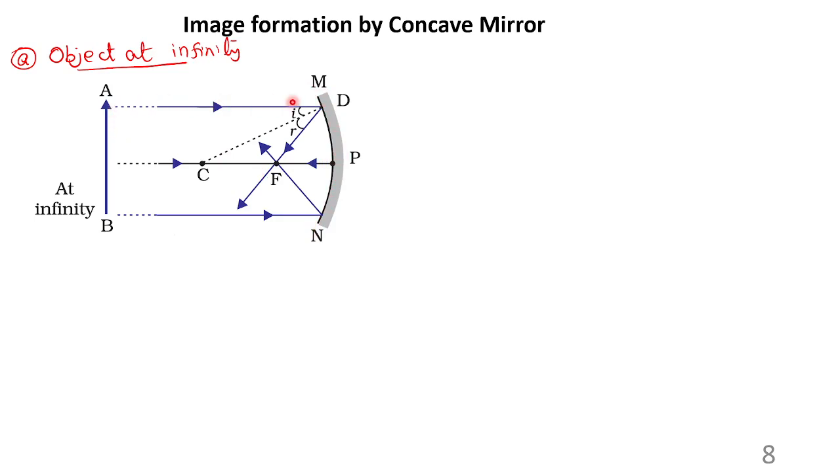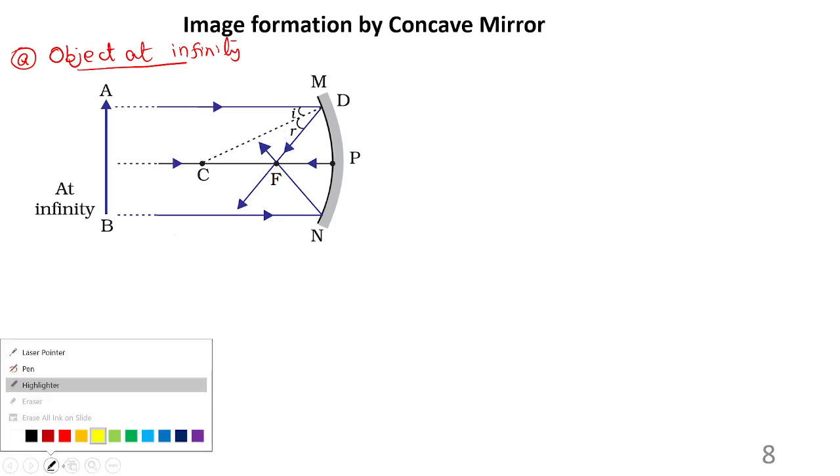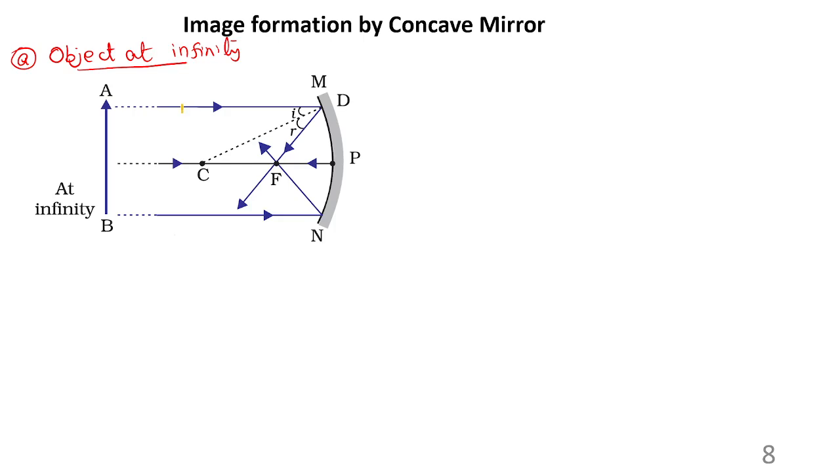You see that all the light coming out of AB will be parallel. Understood? Parallel rays. After reflection, you can see that it is meeting at the focus. And this dotted line is not so important, but you may draw it. The dotted line I explained in the previous class.